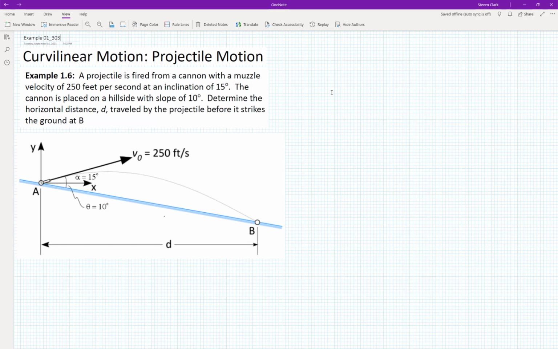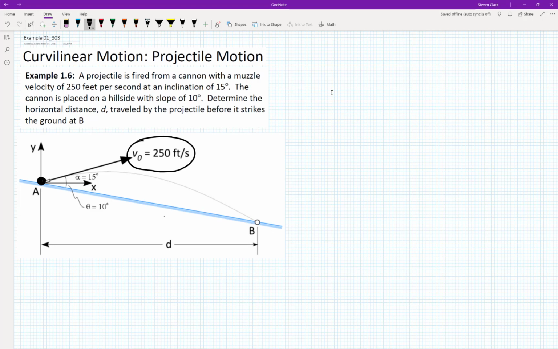All right, so what do we have in here? We have our projectile that is initially at point A. Yep, our projectile is here. And I think that we know its velocity, yes? Its velocity has this direction, and it has an initial speed of 250 feet per second. Moreover, we know these two angles, alpha and theta.